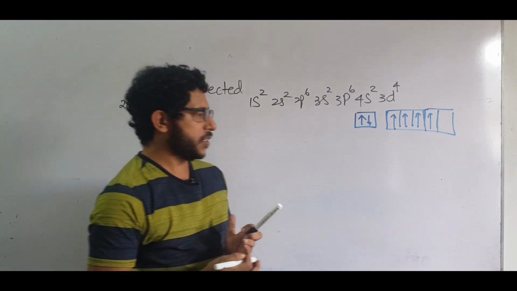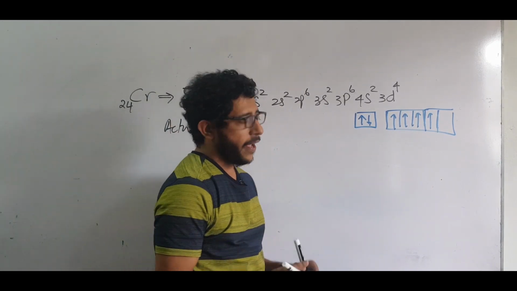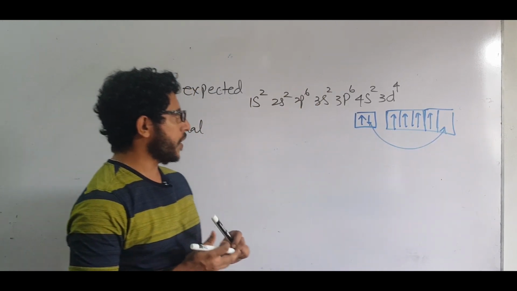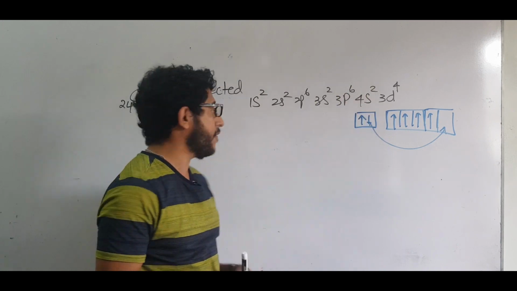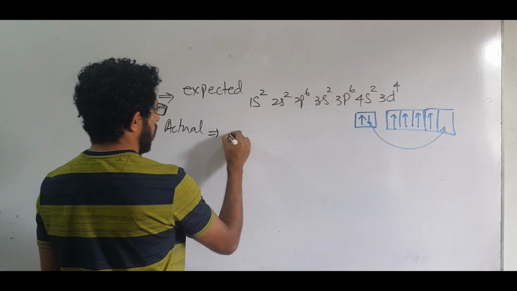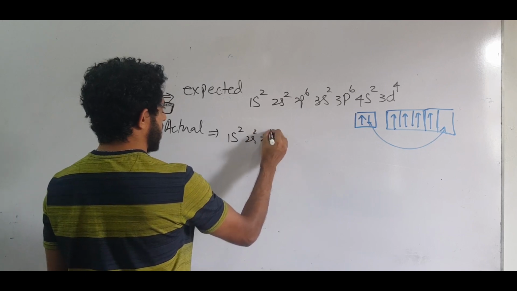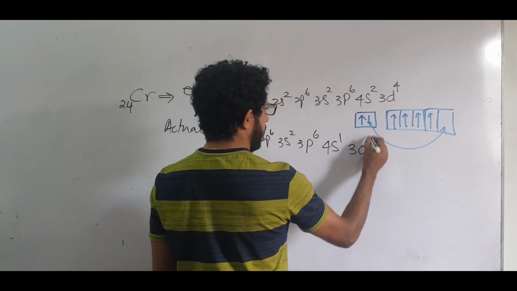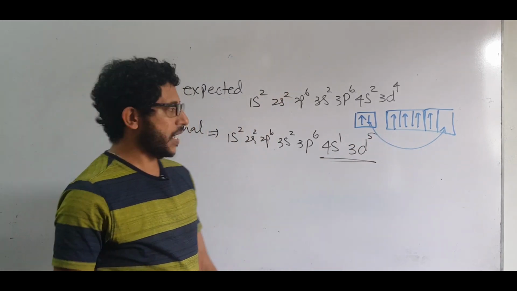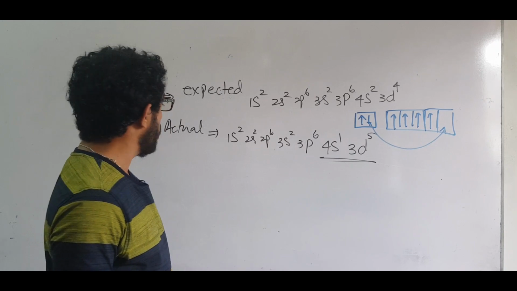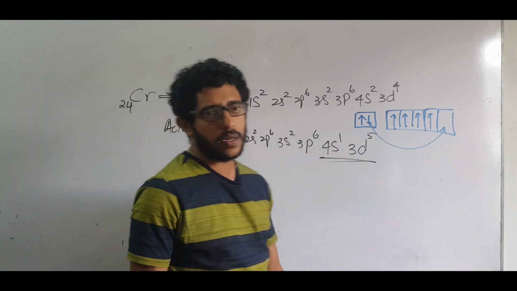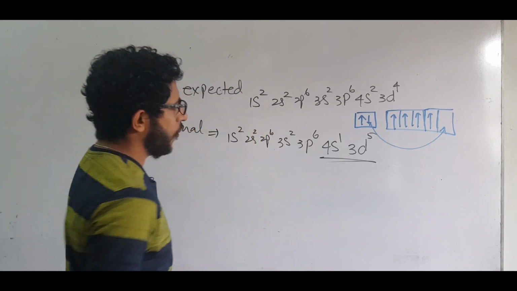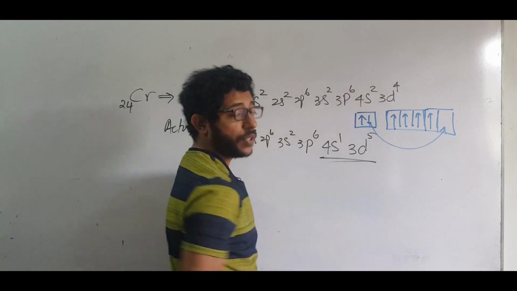Having 4 orbitals filled is less stable. If an electron of 4s can go to here, it becomes more stable. So it tends to have 4s1 3d5. The actual one would be 1s2 2s2 2p6 3s2 3p6 4s1 3d5. So that is the actual electronic configuration of chromium, 4s1 3d5, right. It is very important to remember that for chromium it is 4s1 3d5, not 4s2 3d4.